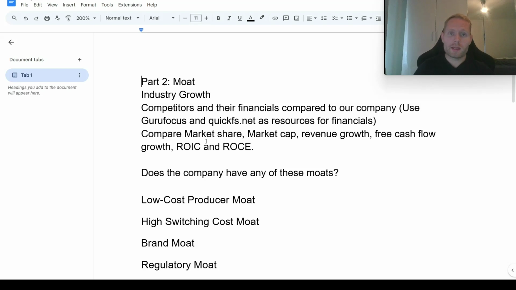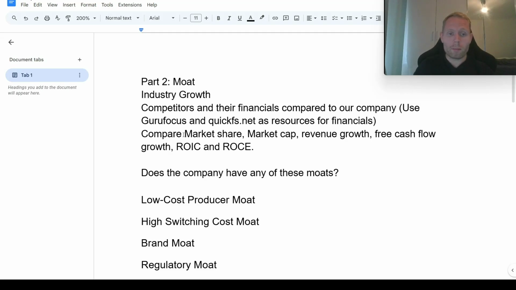Okay, so we're pretty happy with part one, very detailed, and gives us an insight into the company. Now, part two, I'm gonna name Moat, where we're gonna focus on industry growth, competitors, and have Grok summarize their financials compared to our company, and specifically tell it to use GuruFocus and QuickFS. These are the resources that I trust. I don't want it to use Yahoo Finance or something else. This is where the most reliable information is, and this is what I use personally when I'm evaluating companies.